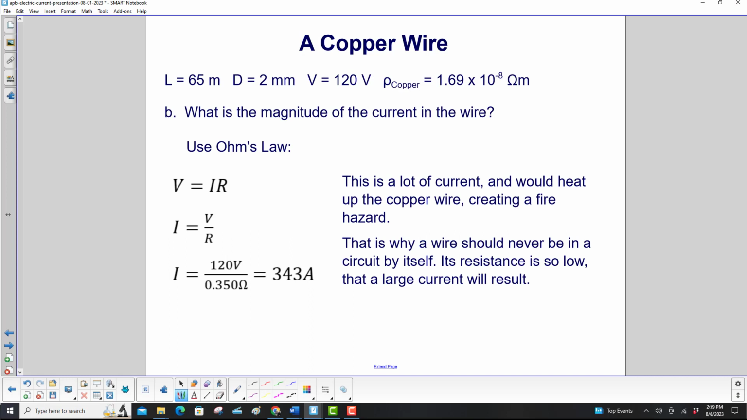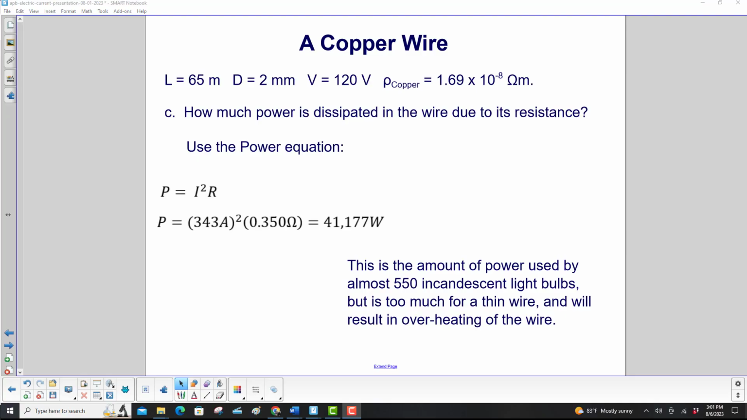What is the magnitude of the current in the wire? We're going to use Ohm's law, which is V equals IR. Divide both sides by R to isolate I, substitute in our givens, and we get 343 amps. That is a lot of current and would heat up the copper wire, creating a fire hazard. That is why a wire should never be in a circuit by itself. Its resistance is so low that a large current will result.